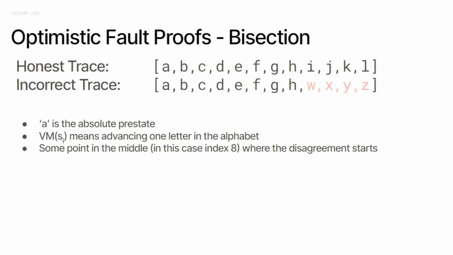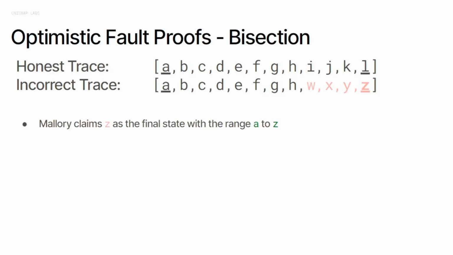We have an honest trace, Alice, and an incorrect trace, Mallory. They're starting from A, and then in this example of the alphabet game, just iterating the alphabet is the correct move here. And then you can see between H and I, or H and W, index 8 is where they start to disagree. I'll just go through the moves.